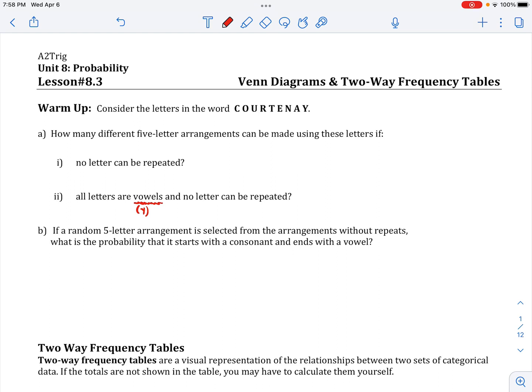Maybe your English teacher would disagree with me. I'm not sure. I don't want to get in that fight. That's not what math class is about. We just need to be clear so we can move on. So let's call Y a vowel. All right, if no letter can be repeated.